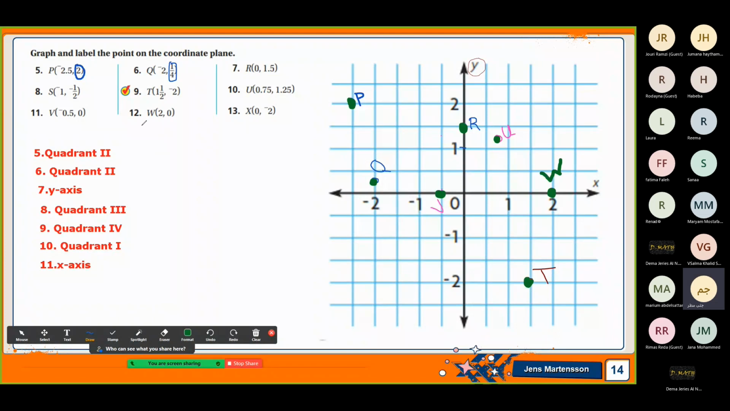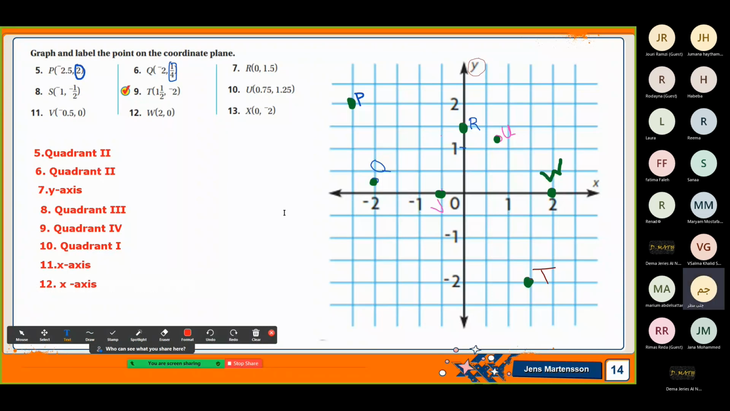Now, in which quadrant is point W, Jana? Or on which axis? In the x-axis. Thank you.